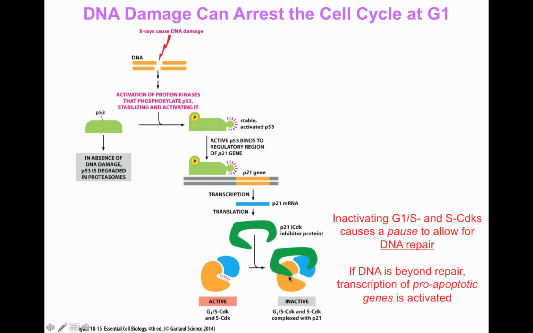you can now inhibit the progression of the cell cycle, allowing the cell to pause and have enough time to repair its DNA. If the cell is able to repair the damage, the p21 will be inactivated, and therefore the cell will continue down the cell cycle. But if the DNA is damaged beyond repair, you're going to have the activation of pro-apoptotic genes that lead to cell death and destruction of the cell.